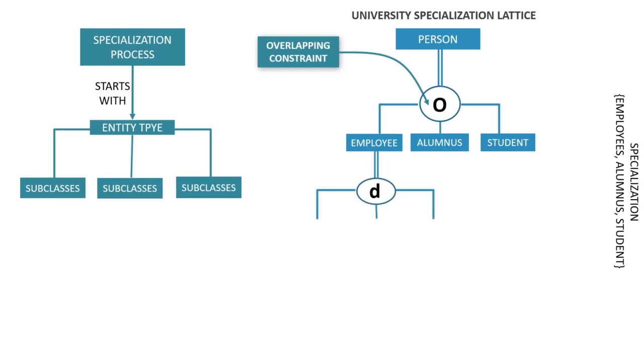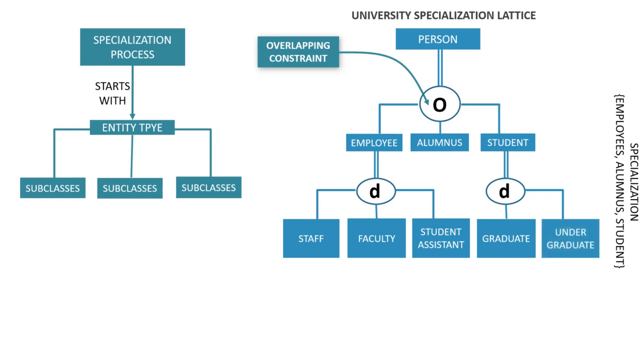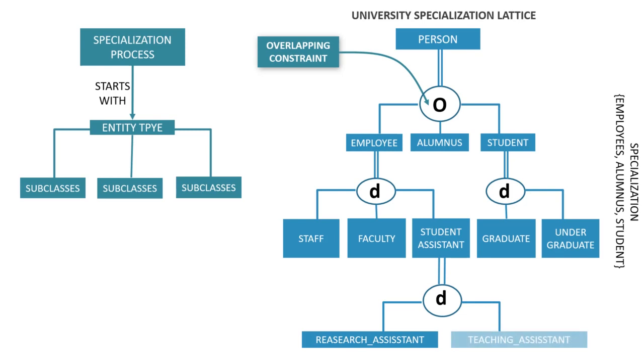We can specialize employee into staff, faculty, student assistant. And student can be specialized into graduate, undergraduate. Finally, student assistant can be specialized into research assistant, teaching assistant. This process is called top-down conceptual refinement. If we follow the reverse procedure, then that is called generalization.